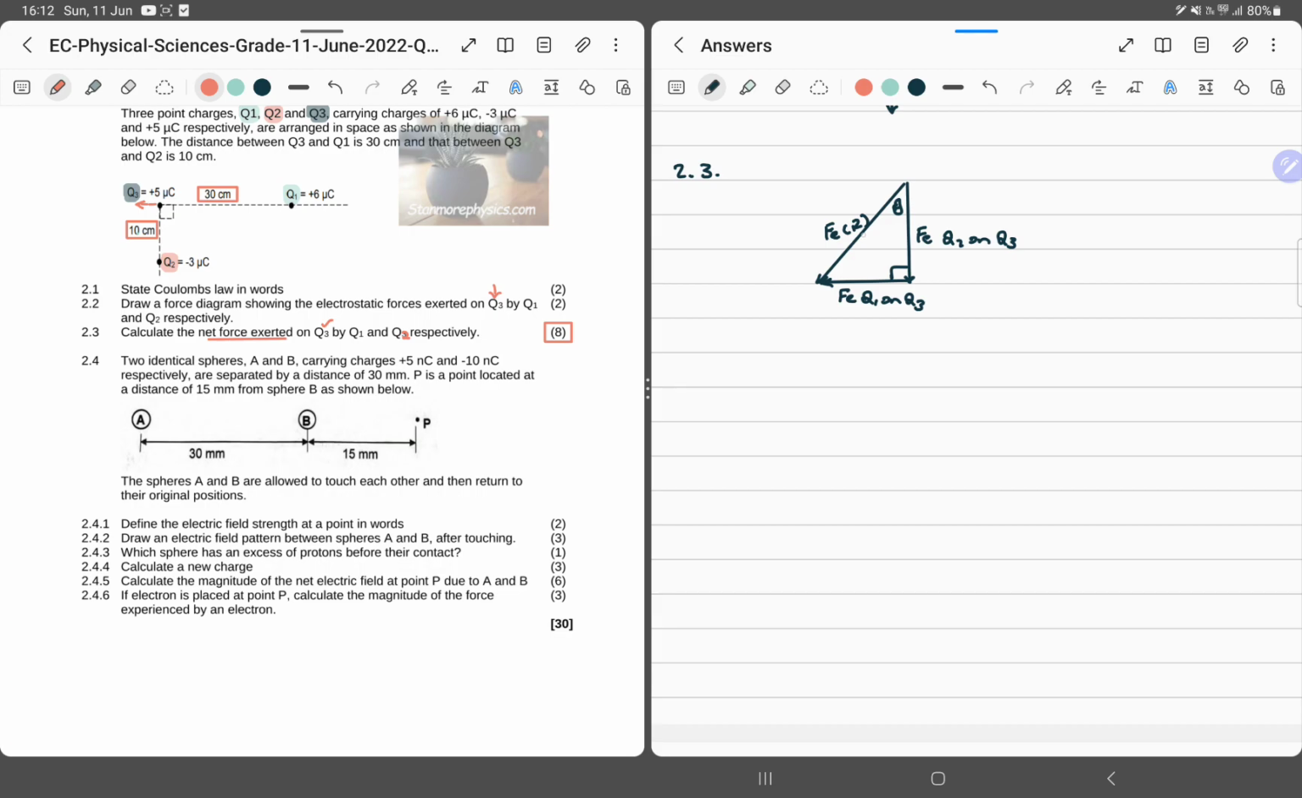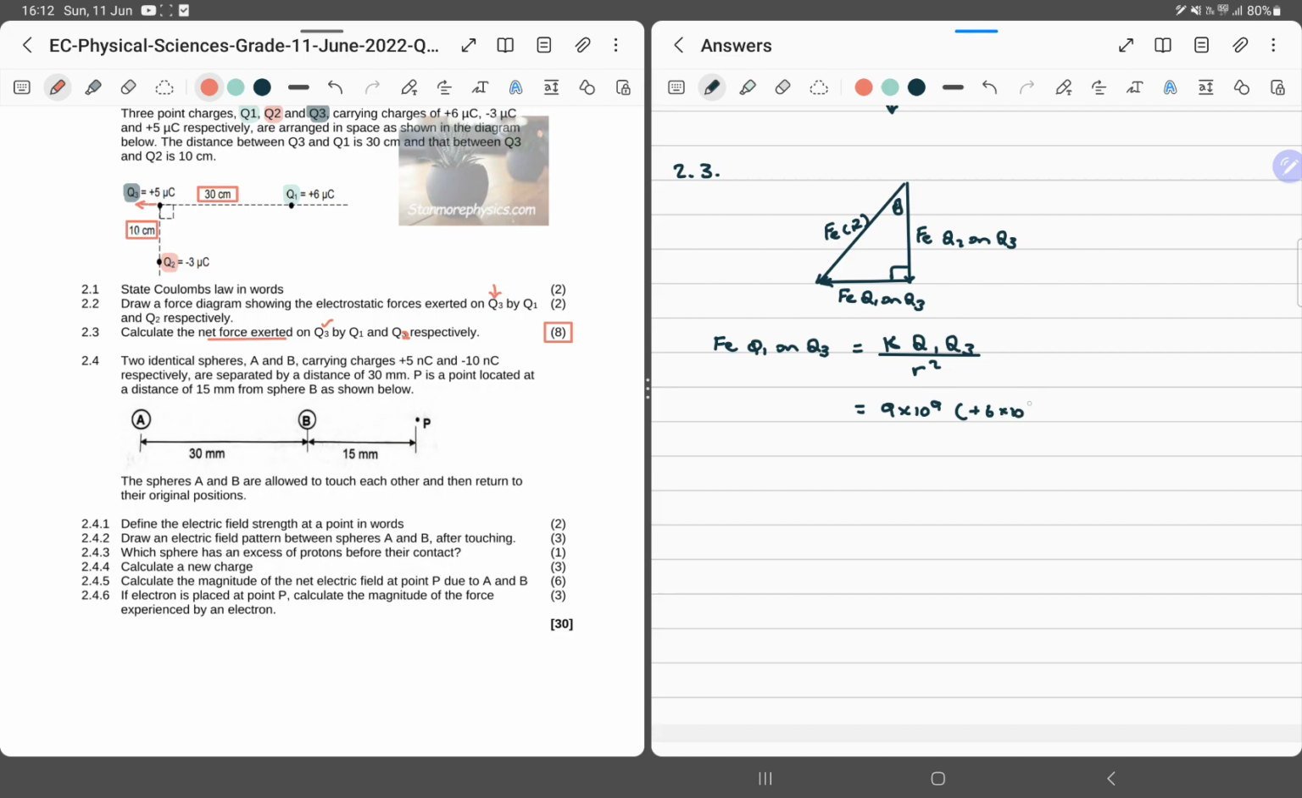Now we can just work things out. We can say, fine, we first have to calculate one of these forces, and then we keep going. So let's start. The electrostatic force by Q1 on Q3 is going to be Coulomb's constant times Q1 Q3 over r squared, okay? And then this is 9 times 10 to the 9 into, now what was the magnitude of Q1? It's plus 6.